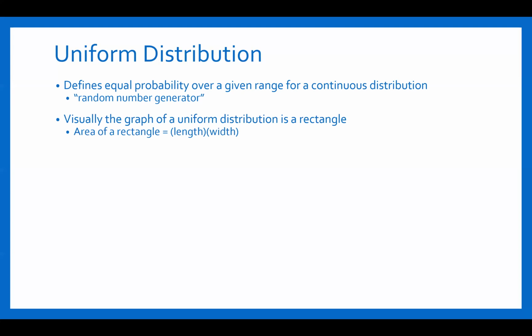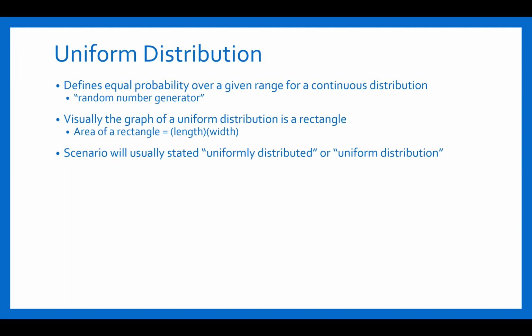Visually, and I'll show it to you in just a minute, the graph of a uniform distribution looks like a rectangle. And with a rectangle, I can figure the area, because we learn in geometry that the area of a rectangle is its length times its width. So we're connecting some things that we already know about.